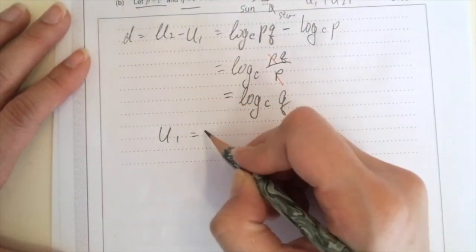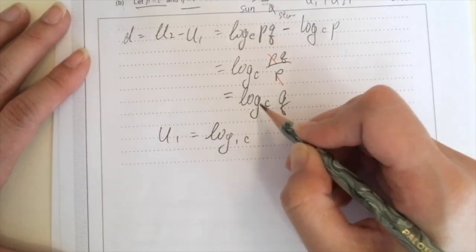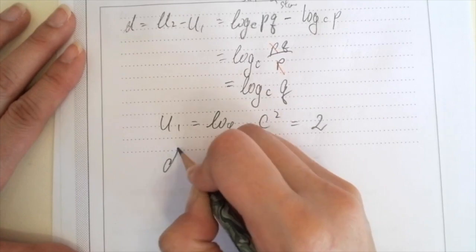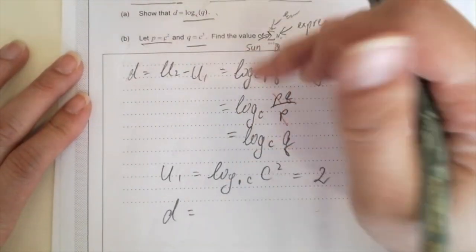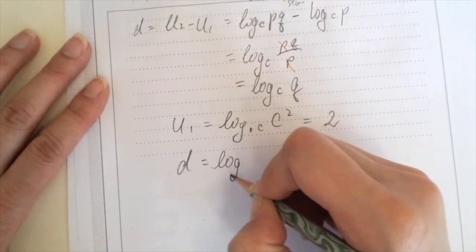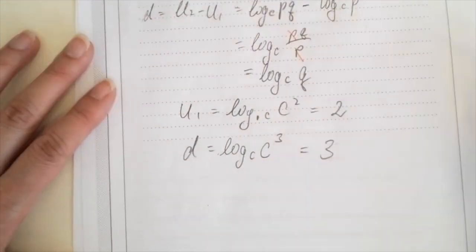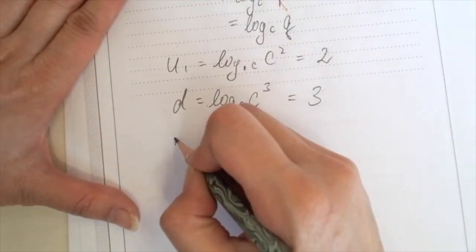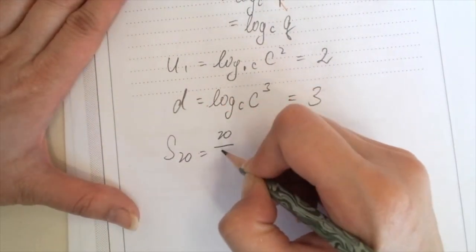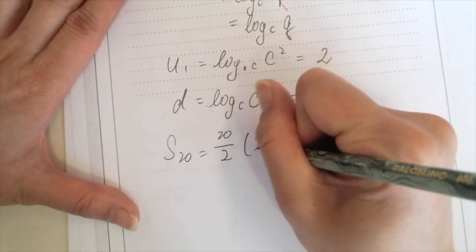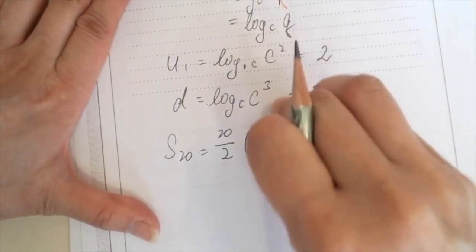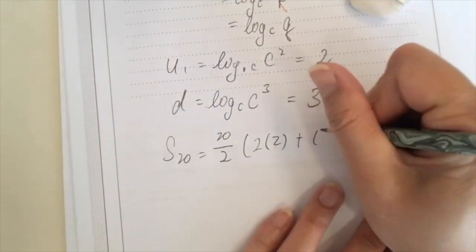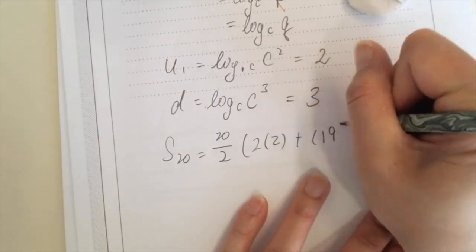So u1 equals log of C times P, which becomes C squared, so that gives us 2. And d is log CQ, so with log C Q cubed that gives us 3. Now with the formula from the data booklet, you will have S20 equals 20 divided by 2, times 2u1 plus (n minus 1)d.